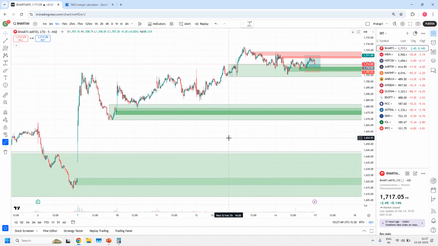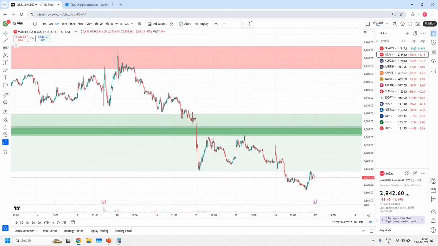Hope you got the clarity. Okay, this is about Bharti Airtel. So the next one, what is the next stock we got?